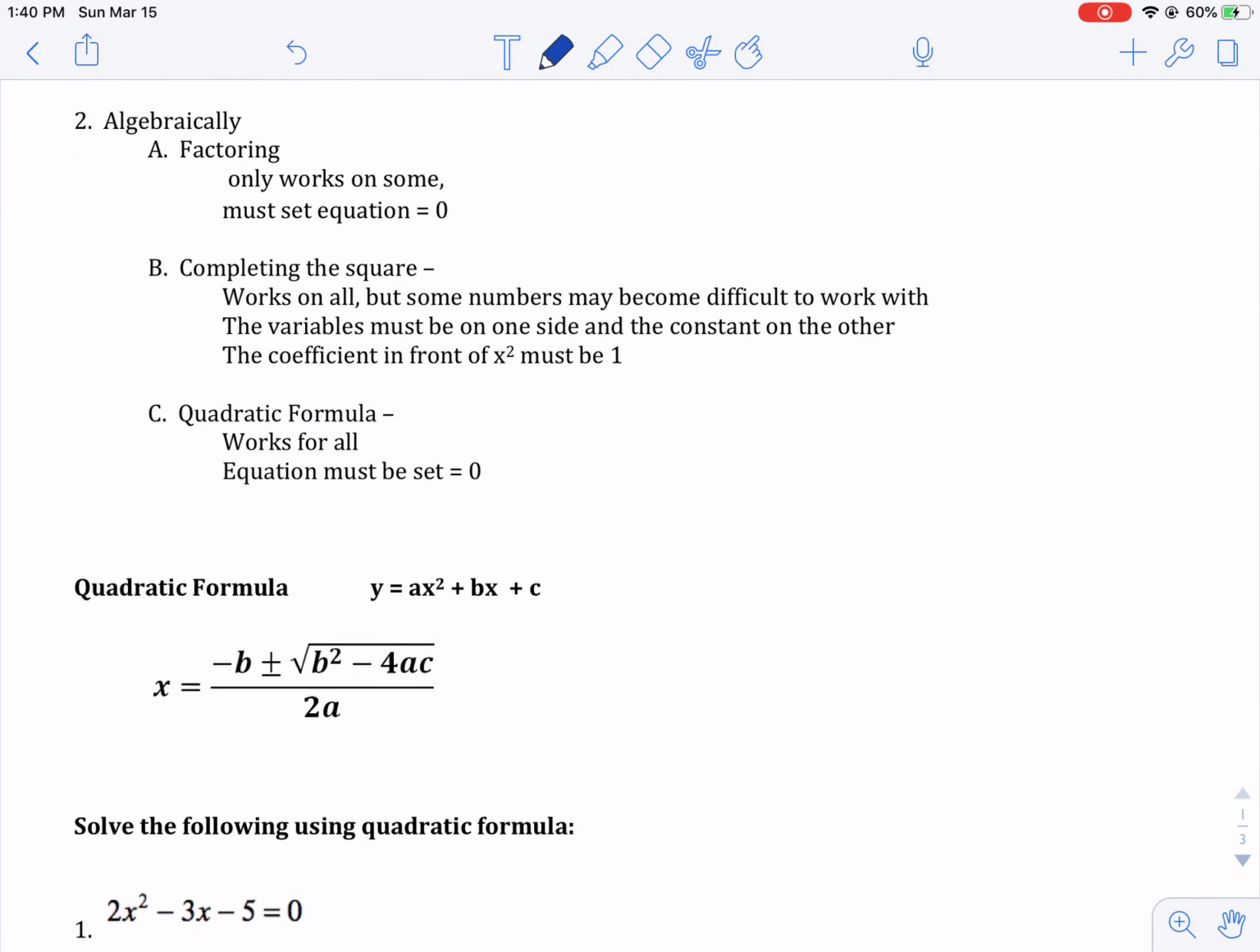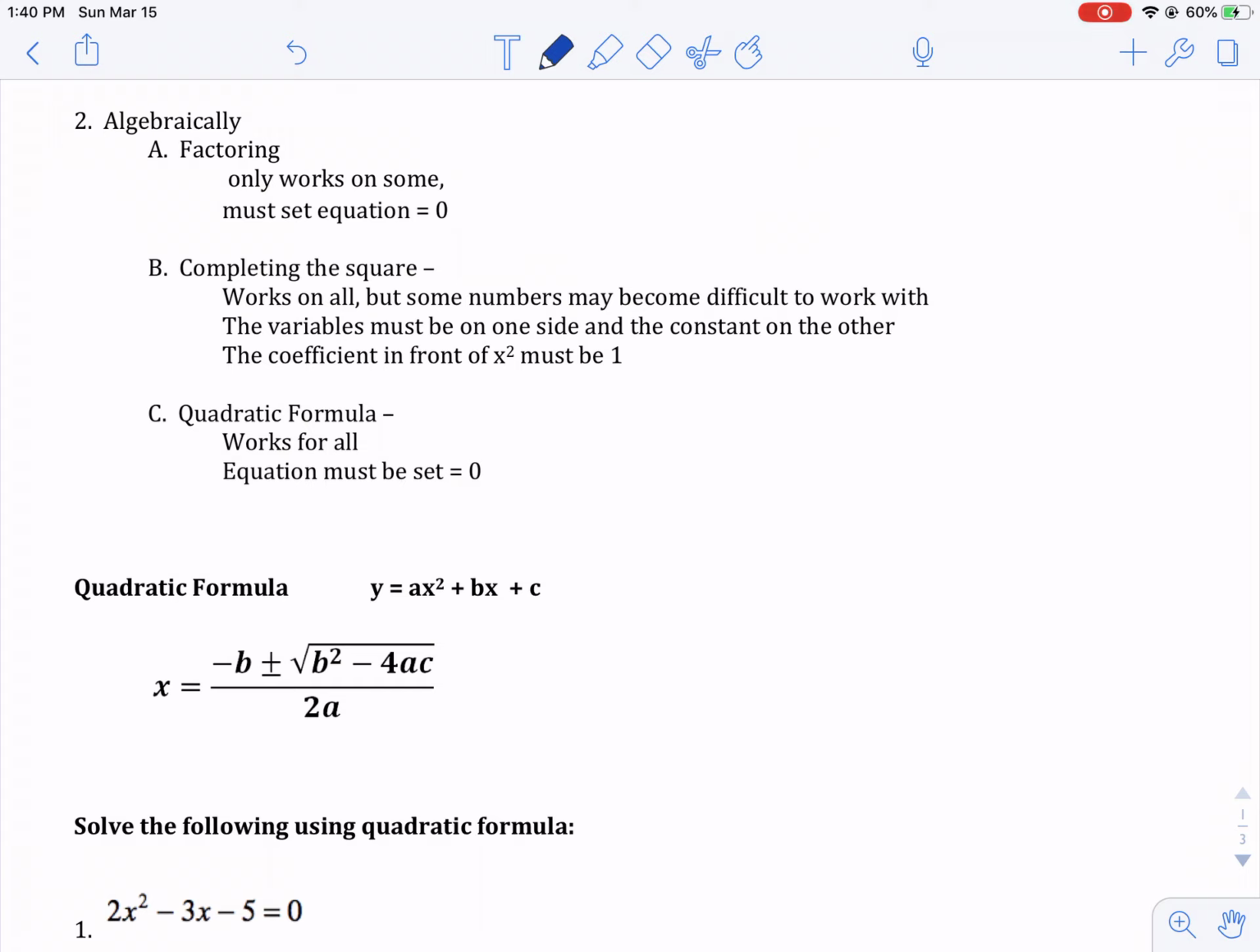Algebraically, you learned factoring. You can factor, set the equation equal to 0, factor, and solve. That only works for some quadratics. The lesson before this one dealt with completing the square. It works on all quadratics, but some numbers might become too difficult to work with. The variables must be on one side, the constant on the other, and the coefficient in front of the x squared must be a 1 before you start completing the square.